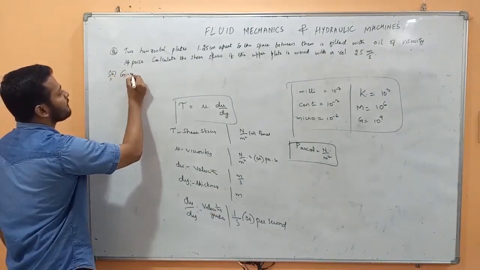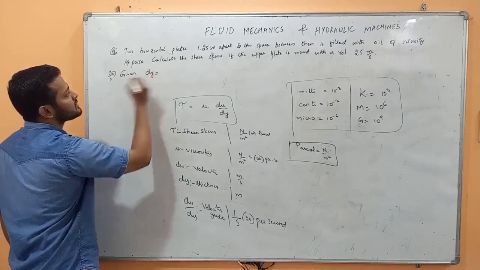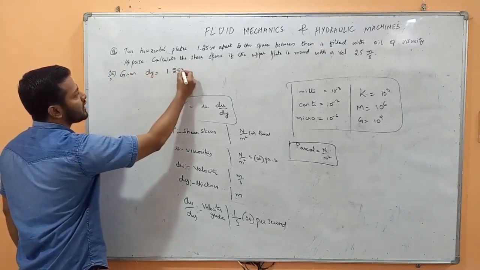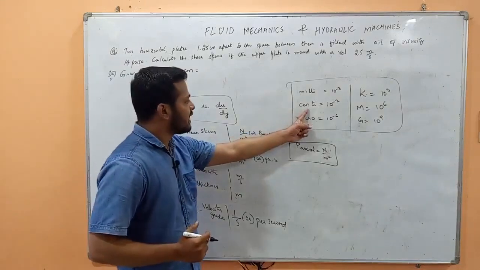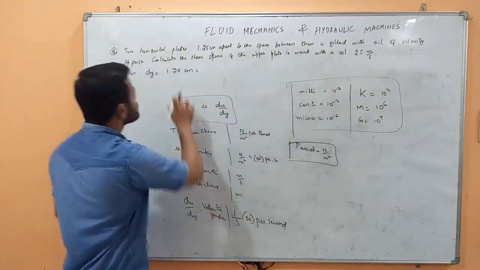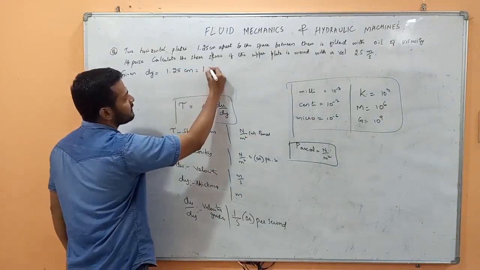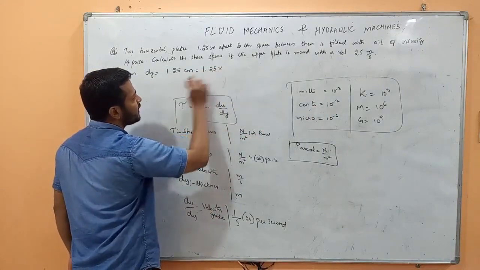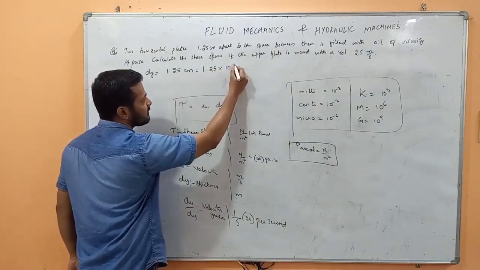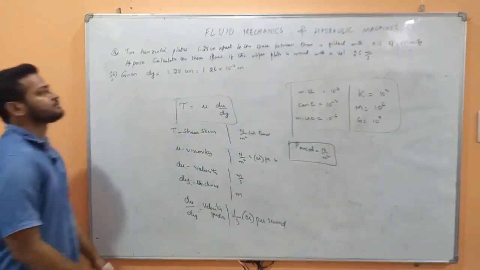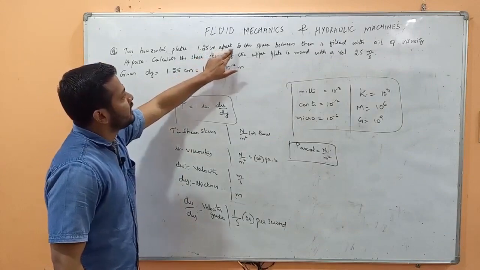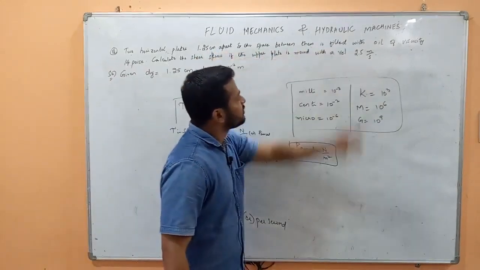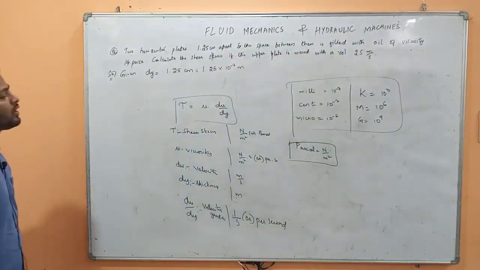So given dy is equal to 1.25 centimeter. What is centi? I know centi means 10 power minus 2. So in place of centi, I will write 10 power minus 2. So 1.25 times 10 power minus 2 meter. Next, the plates are 1.25 centimeter apart, and the space between them is filled with oil of viscosity 14 poise.